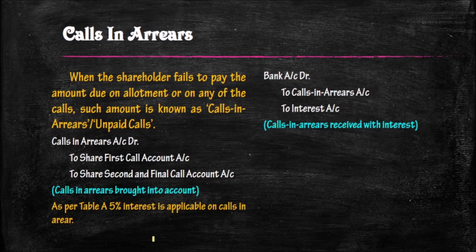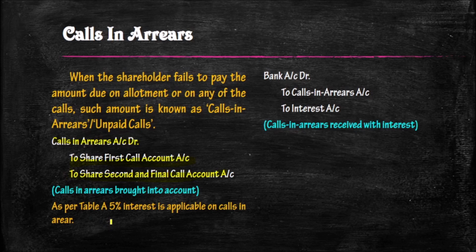And what is the entry? The entry is what? Calls in arrear account debtor to share first call, to share second and final call. That is the entry. And this entry is adjusted with the money receiving entry. What is the money receiving journal entry? Bank account debtor, calls in arrear account debtor.